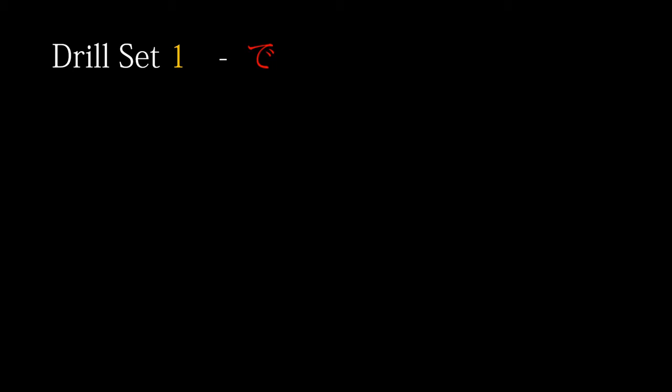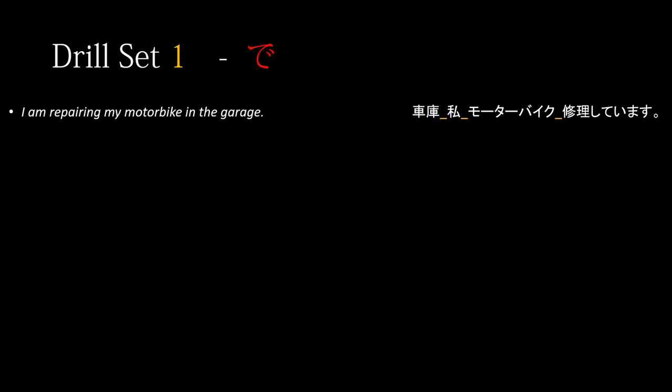And here is the first drill set. So as I have said, I will be reading the translation on the left, and I will not be mentioning anything on the right. Below the translations, you will see that there is a Romaji script available for you if you need one. The first sentence: I am repairing my motorbike in the garage.